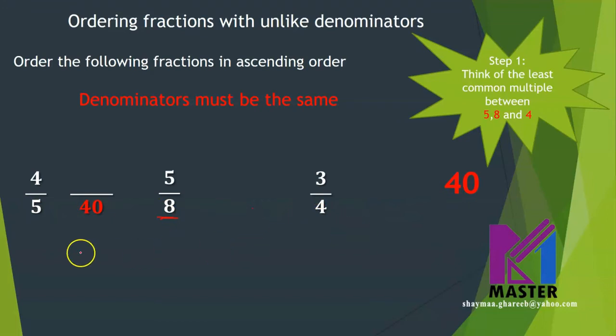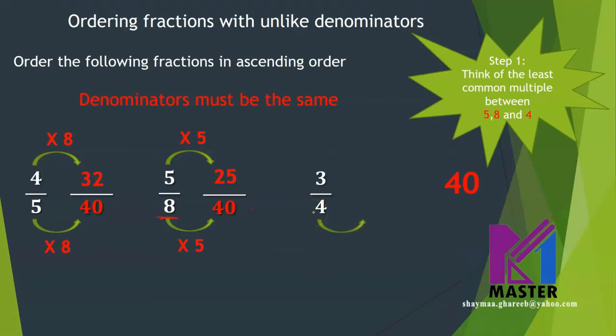Then I have to change denominators to be 40. 5 to be 40, I will multiply by 8. And I will do the same up with the 4. 4 times 8 is 32. Then 8 to be 40, I will multiply by 5. And I will do the same with the 5 up. 5 times 5 is 25. And the 4 to be 40, I will multiply by 10. And I will do the same up. 3 times 10 is 30. Now I have 32 over 40, 25 over 40, 30 over 40.